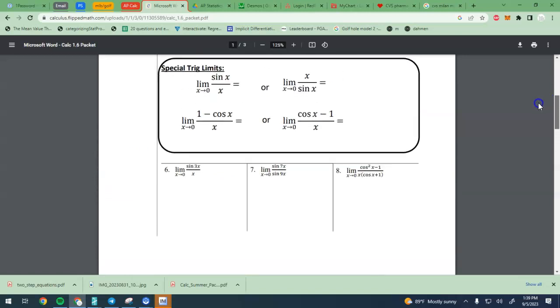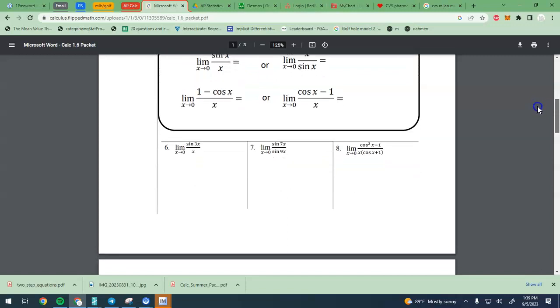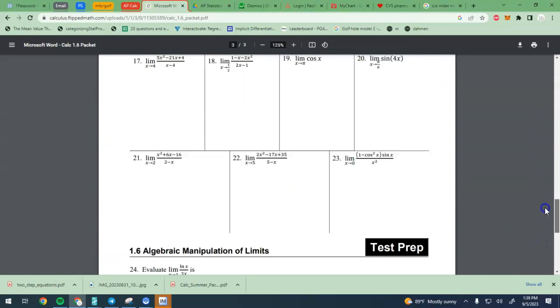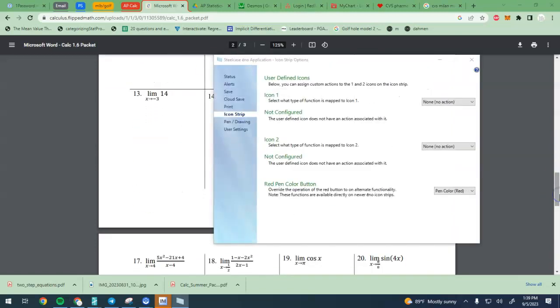Okay, I want to do the trig stuff tomorrow. I want to kind of split this up. It's not like it's hard, it's just, I want you to practice these problems. So, I want you to do all these problems in here, unless it has trig in it. Skip the ones with trig, and then we'll do those ones.